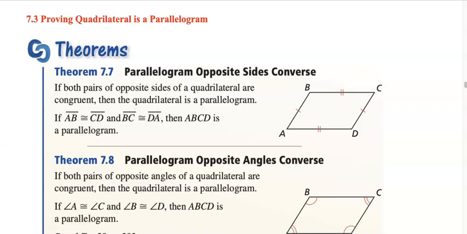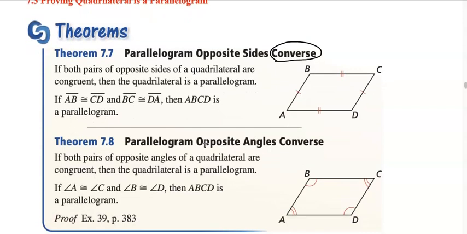7.3 Proving a quadrilateral is a parallelogram. All right, so we've got something similar to what we've seen before, except this is the converse. Before we said if it's a parallelogram, then the opposite sides are congruent. This one says if both pairs of opposite sides of a quadrilateral are congruent, then it is a parallelogram, right? So we're just using the converse and going backwards.